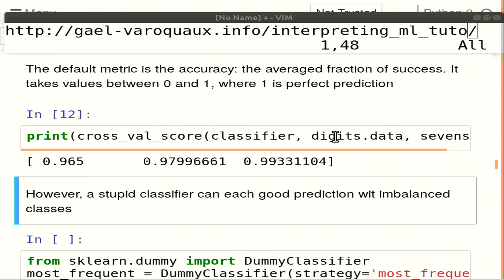So it's the average prediction success. If I have 1, it means I'm correct 100% of the time. If I have 0, it means I'm correct 0% of the time, which means I'm doing below chance. But that's something that happens a lot in machine learning. It's overfit. OK, so I'm doing quite well here, right? I'm correct more than 96% of the time.